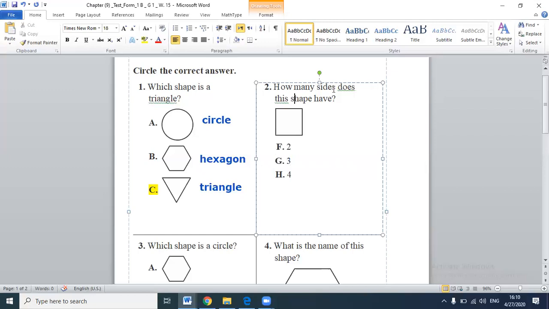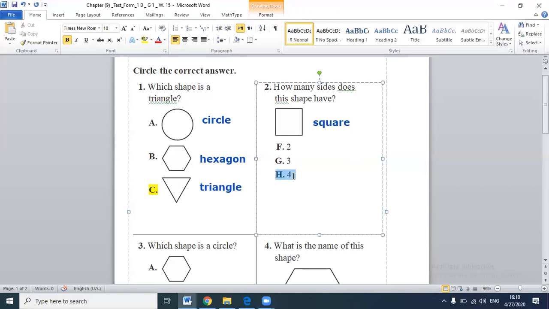How many sides does this shape have? Four. Yes. What is the name of this shape, Hussein? The shape is called what? Square. Yes, this is a square. A square has four sides, as you said. Excellent.